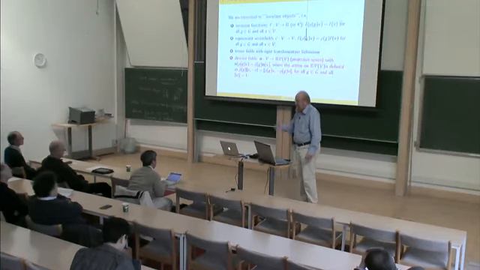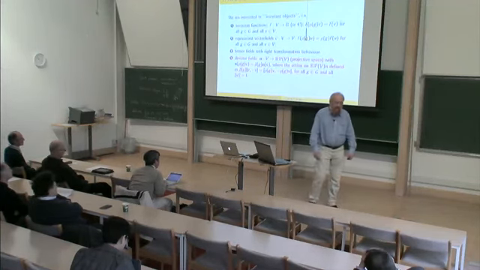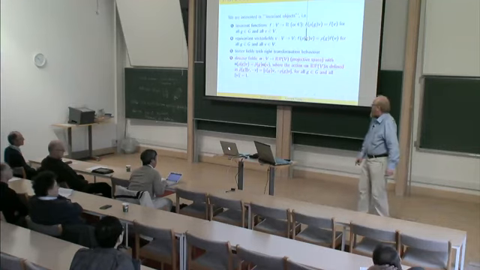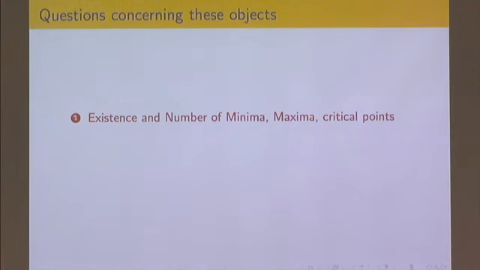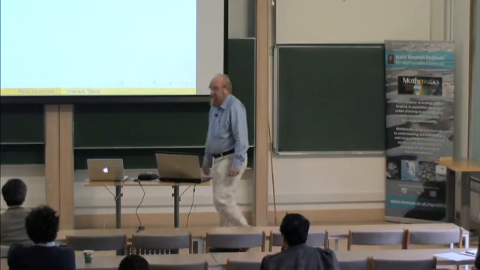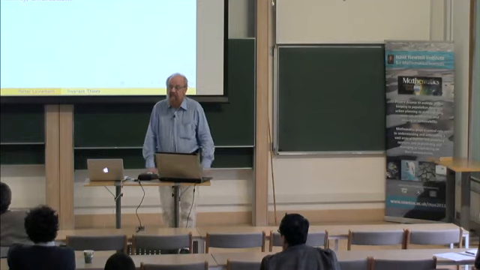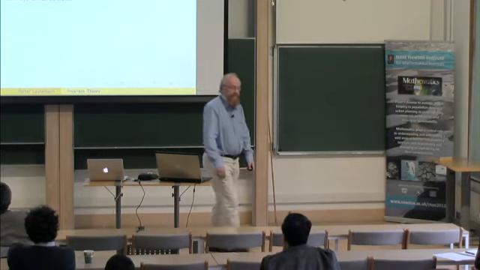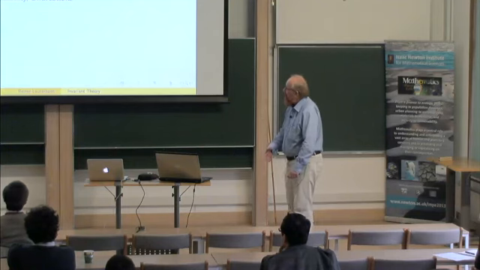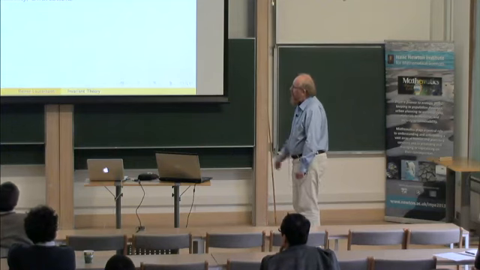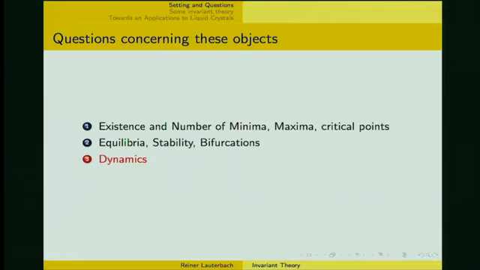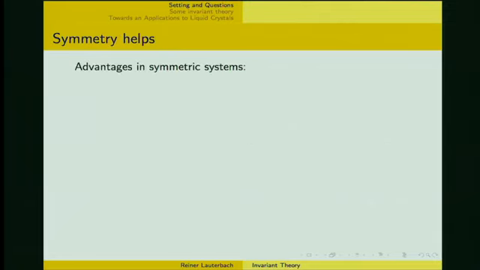So we are interested in invariant objects, and this calls for invariant theory. The questions which will be asked in applications are existence of or number of minima, maxima, critical points for invariant functions, or equilibria, stability, bifurcations for vector fields, or maybe dynamics. So these are the questions which are behind, but we will not touch them in my tutorial on invariant theory.